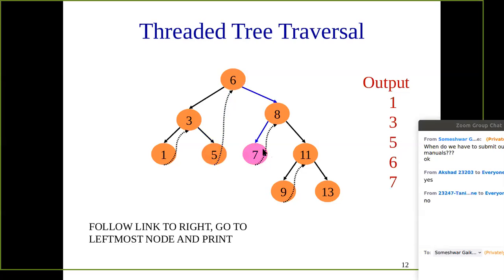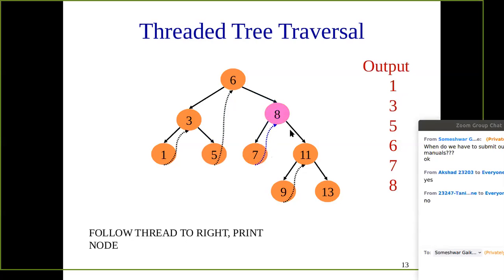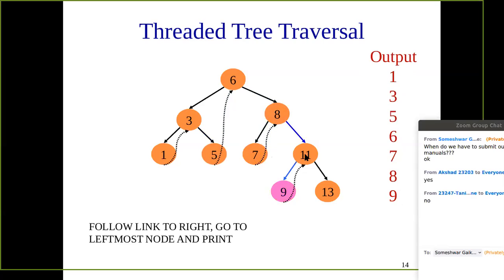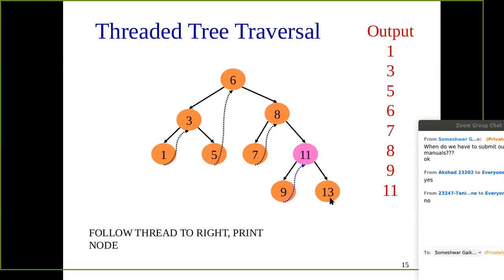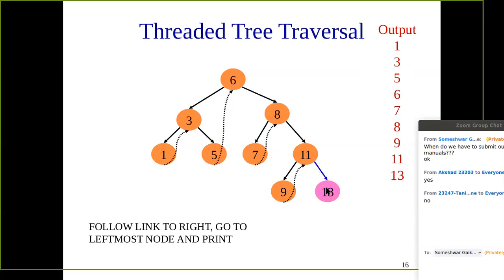So we'll come at this, we'll print this, follow the right thread, print this, follow the right link, then leftmost node, print this, follow the thread, print this one, go to the right side, and this one. So this is the simple traversal. So we are moving to the leftmost node, printing that one, and then we are coming back to the parent of the current node by using the thread, and then a similar process is followed here.